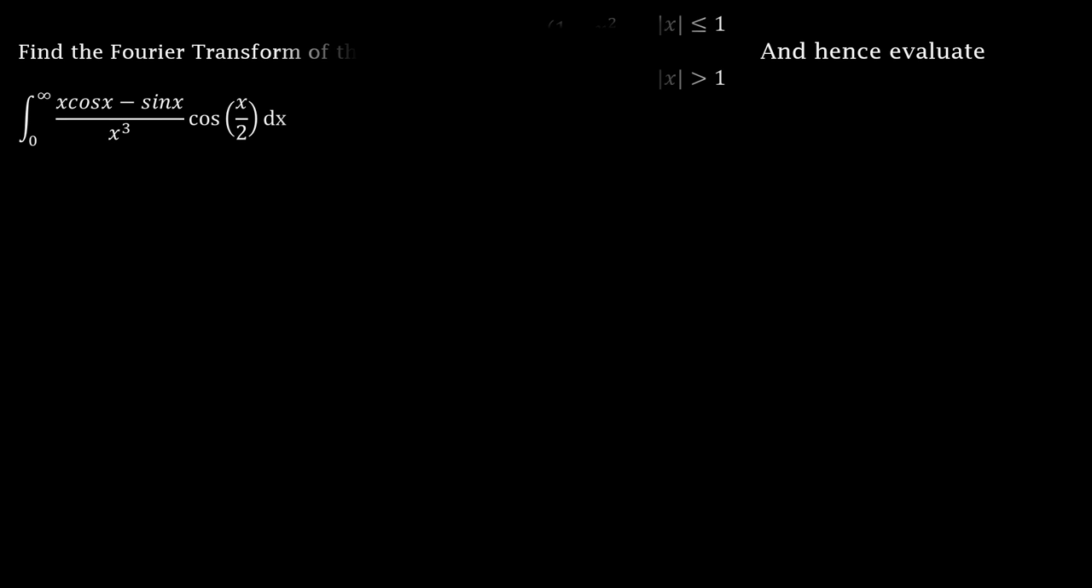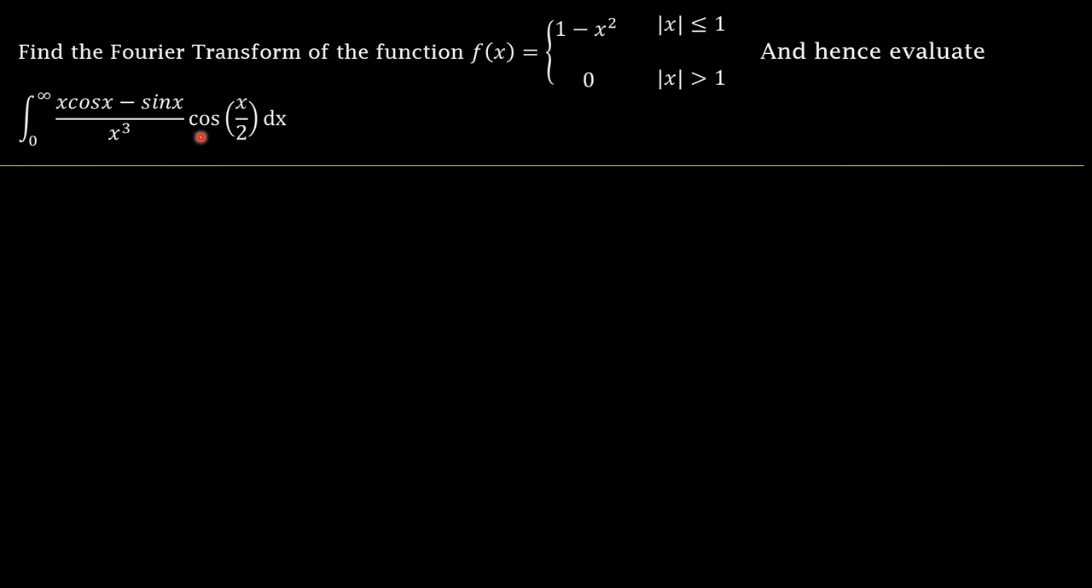Last problem, students. Find the Fourier transform of the function f of x is equal to 1 minus x square for mod x less than or equal to 1, 0 for mod x greater than 1. And hence they have asked you to evaluate the integral (x cos x minus sin x) by x cube into cos of x by 2 dx, as x varies from 0 to infinity. Let me first concentrate on the Fourier transform and then evaluate the integral.